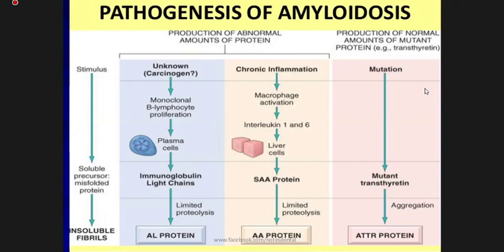Okay, so an example of mutation. Somehow they are precursors for mutation. So this mutant protein will be misfolded or undergo aggregation, and it will form amyloid protein. An example is your ATTR protein.